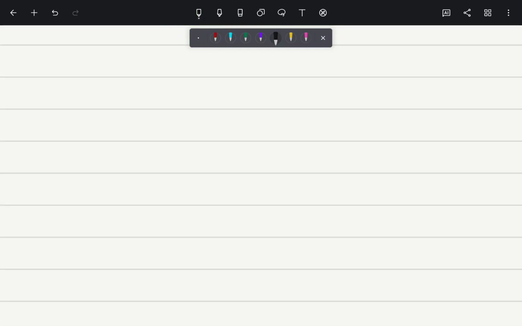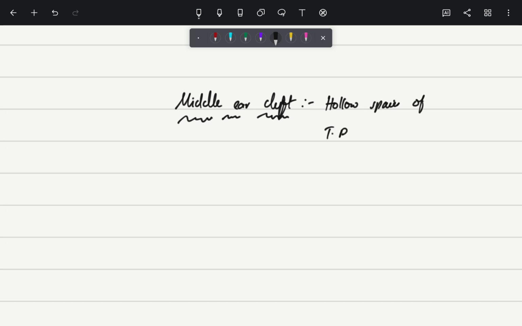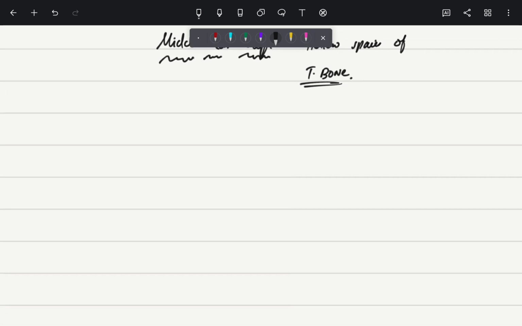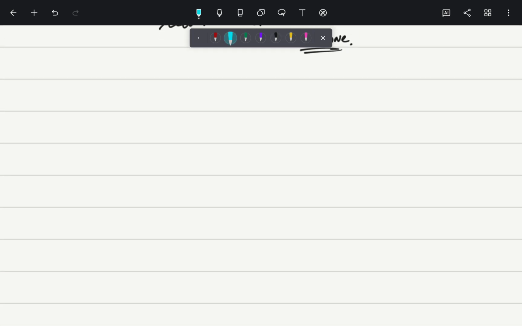Now, in order to understand acute suppurative otitis media, we have to know the contents of the middle ear cleft. Middle ear cleft is nothing but the hollow spaces of your temporal bone. So, middle ear cleft means the hollow spaces which are present in your temporal bone. We will draw the diagram here.